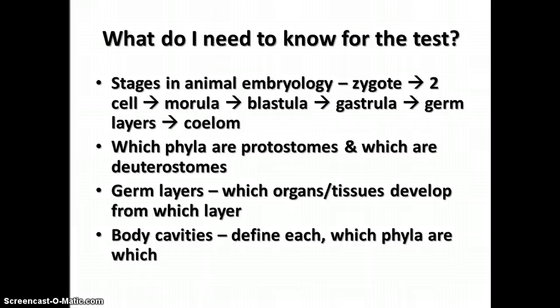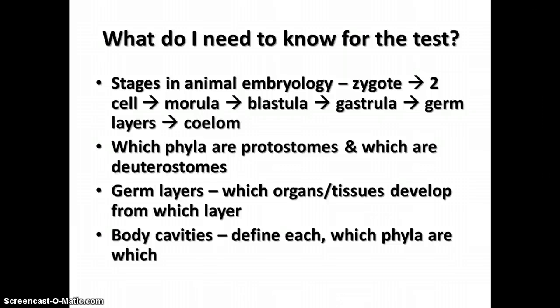That's pretty easy. The sponges and cnidaria do not have that, they're neither a protostome nor a deuterostome. And everything else is a protostome except for the echinoderms and the chordates, which are deuterostomes. And remember that in the protostome, the mouth forms first, and in the deuterostome, the anus forms first before the other opening occurs.